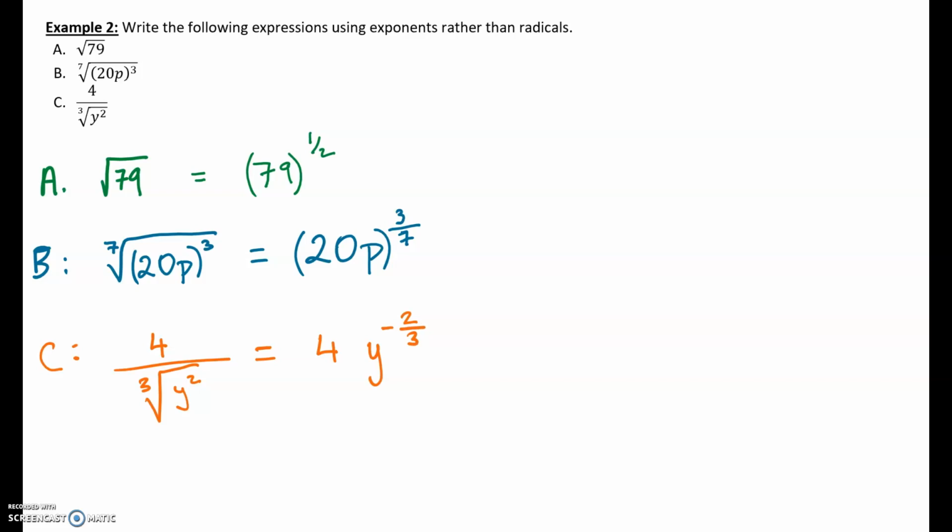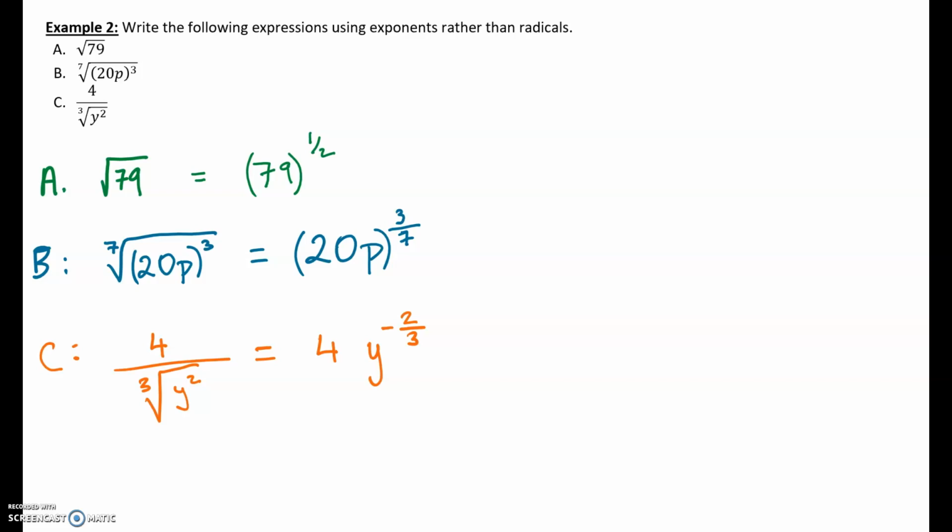So the 4, there were no powers on the 4, there was no square root, there was nothing to do with the 4, so we just keep the 4. The y, we want to bring it up, so we bring the y up, but that means all the powers are going to be negative. Okay, if something comes up from the bottom of a fraction, all the powers are going to be negative. So we've got 4, and then we've got y with a negative power. The y was squared, so now it's y to the -2. And then the root was a cube root, 3. So we divide the power by 3. Okay, and that's how it's done.